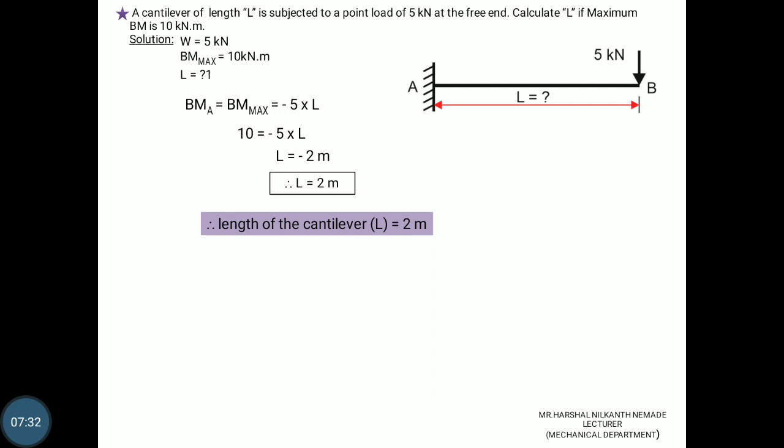So the maximum bending moment at A is equal to minus 5 multiplied by L. So the maximum bending moment 10 is equal to minus 5 multiplied by L. So L will be minus 2 meter. Therefore we can write L is equal to 2 meter. Therefore the length of the cantilever L is equal to 2 meter. I have marked it.